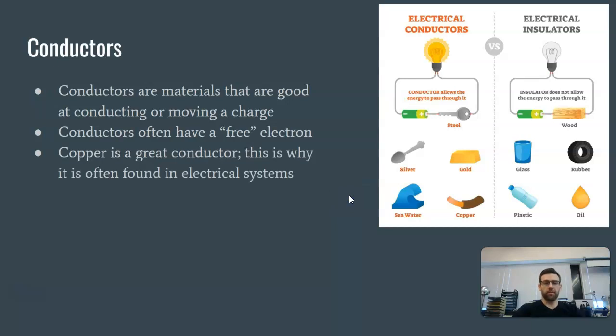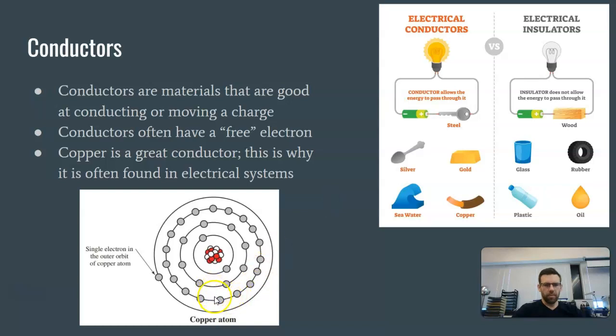Copper is a great conductor, and this is why it's often used in electrical systems. If you looked at the model of copper, it has a lot of electrons, but the key one is here: there's a single electron in the outer orbit. That electron is the free electron, and it's able to move. Because that electron is able to move, we get a current. We get electricity to flow because the electron moves easily.